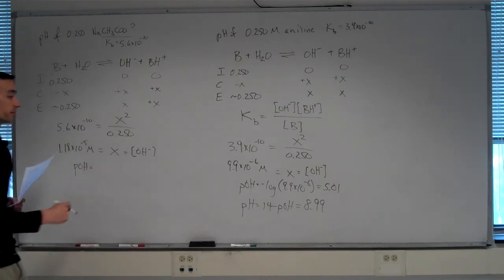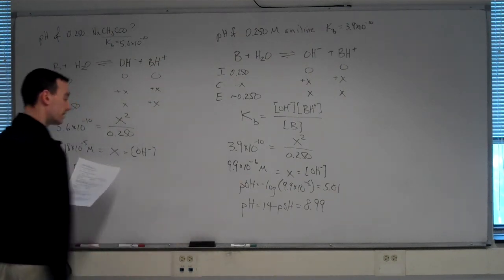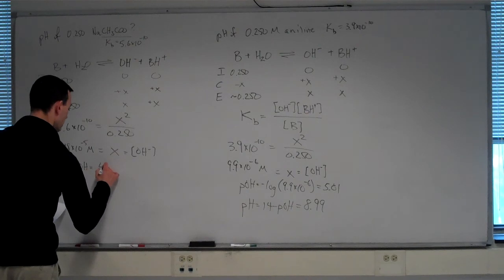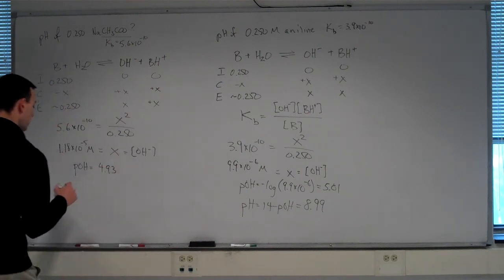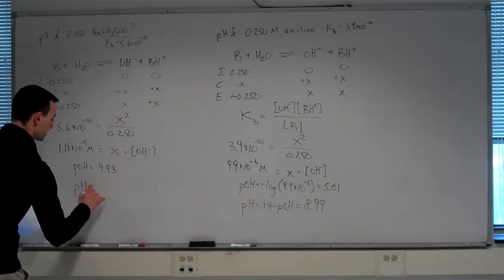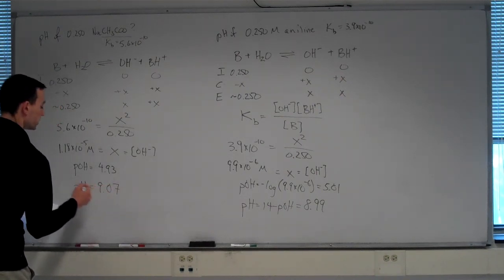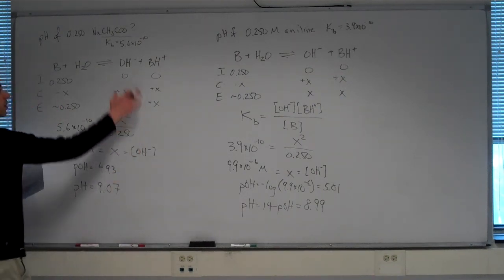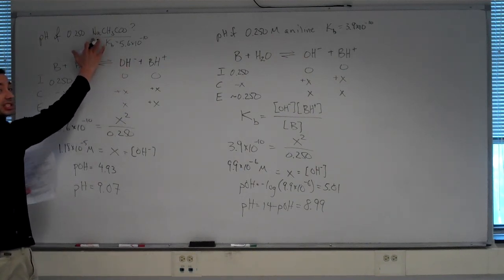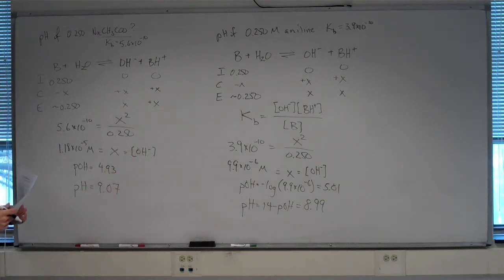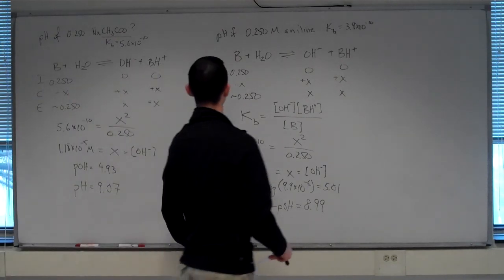Thus, the pOH is found by taking the negative logarithm, 4.93. And the pH is lastly found by subtraction, 9.07. Again, earlier we had identified this as a basic salt, and we get a pH higher than 7. So that gives us some confidence in our answer.